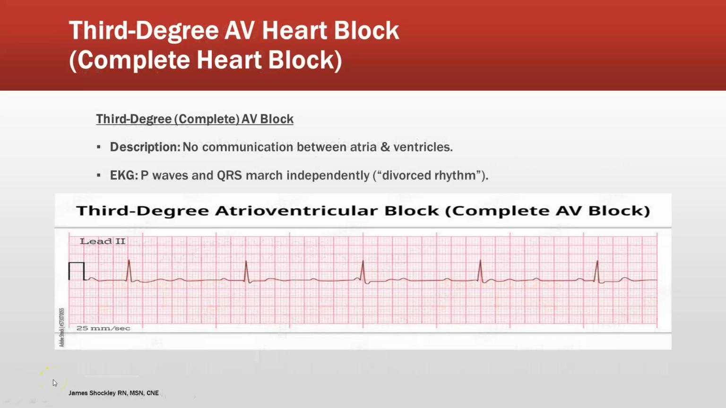Complete heart block, again, total disassociation, total chaos between the PRI and the QRS. It's not too hard to identify your complete heart blocks. Again, usually they will be some sort of bradyarrhythmia, but we will show you again.